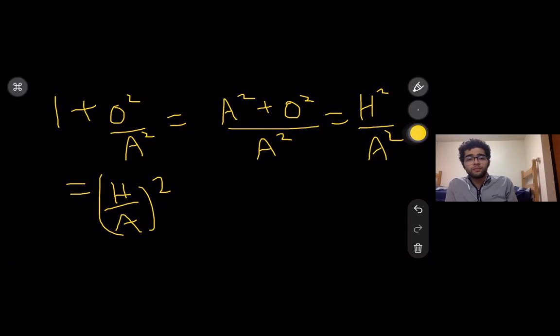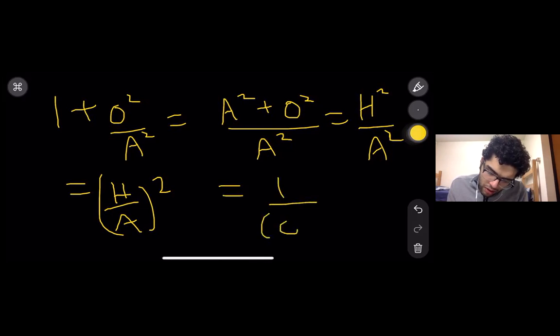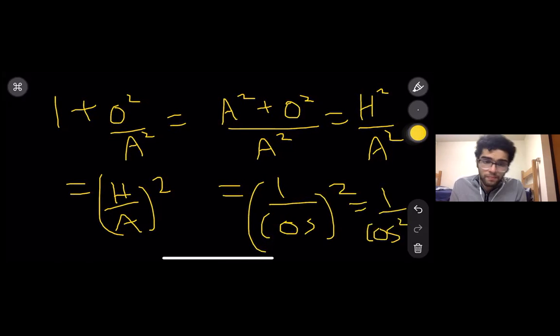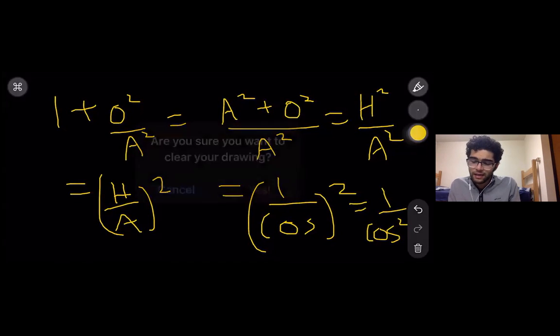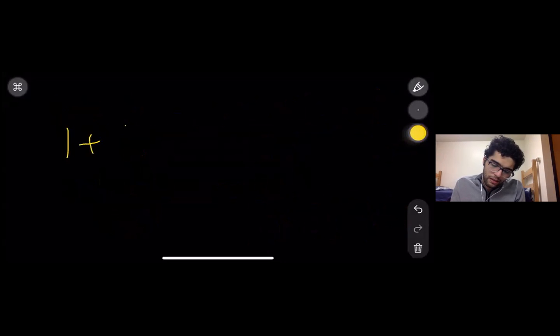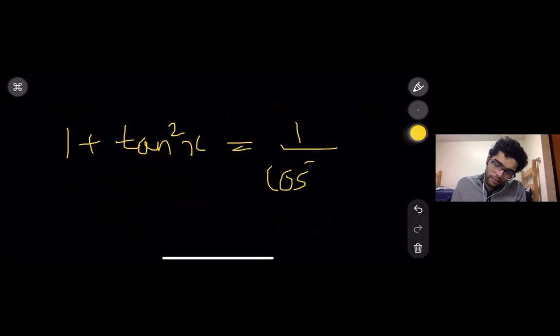So what is h over a? If a over h is cos, what is h over a, in terms of cos? 1 over cos. Very good. So this is just 1 over cos the whole squared, which is 1 over cos squared. So now we get our second identity. 1 plus tan squared is 1 over cos squared.